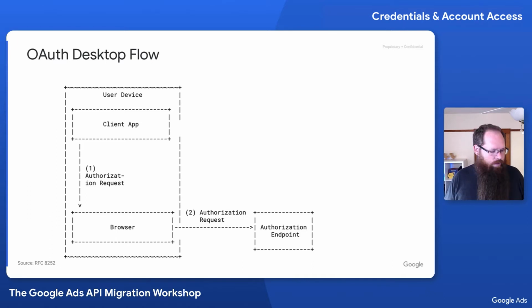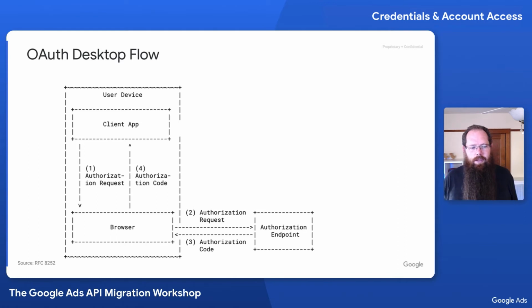Once authorization is granted, Google will create an authorization code that will be displayed in the browser, and you'll have to manually copy and paste that to the client app. This is the main differentiator between the desktop flow and the web flow. With the web flow, you don't have to manually copy and paste anything because Google will redirect to a web server and have that handoff happen automatically.